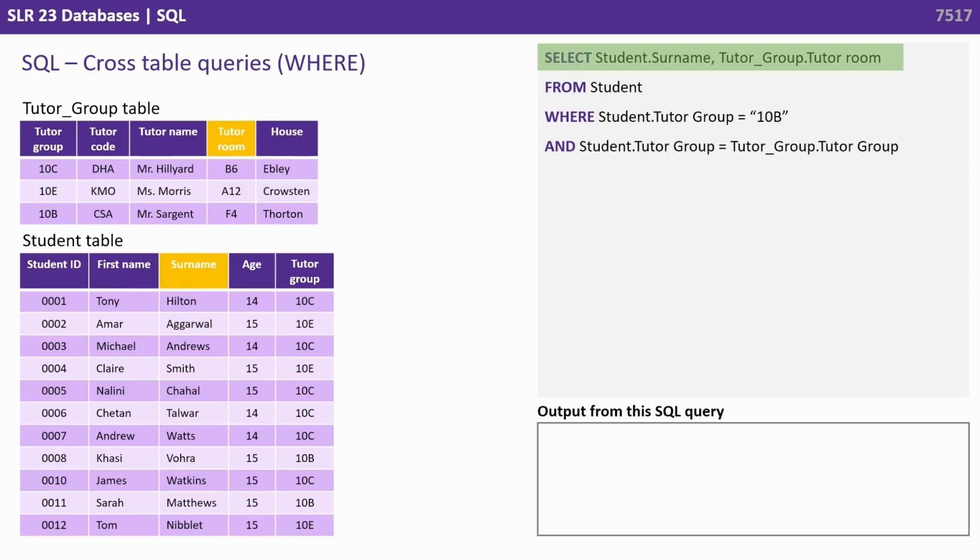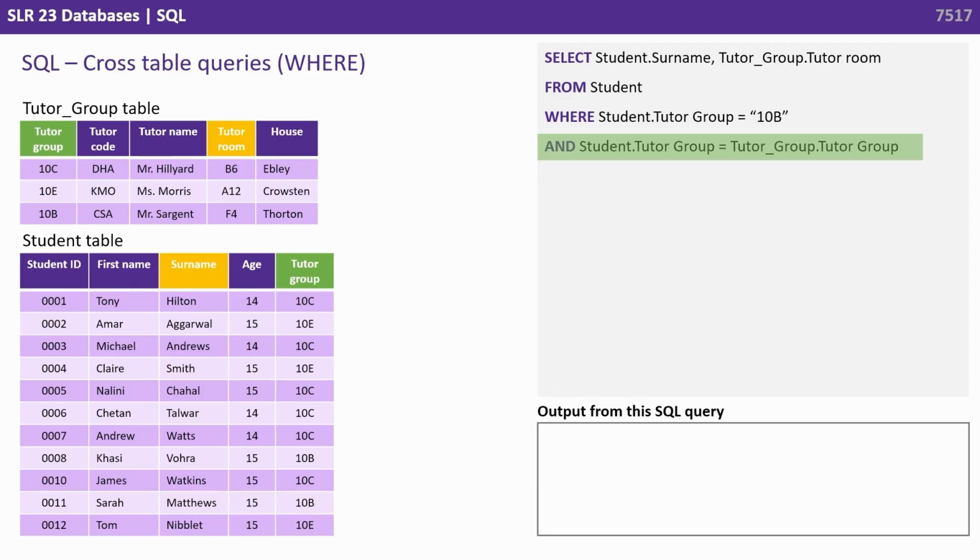So, let's step through this. We've got select student.surname, tutorgroup.tutorroom. So you can see the first difference here is because we're performing a query over more than one table, we have to prefix our field names with the name of the table, and then we place a dot. So student table dot surname field, tutor group table dot tutor room field, and we've highlighted those in yellow.